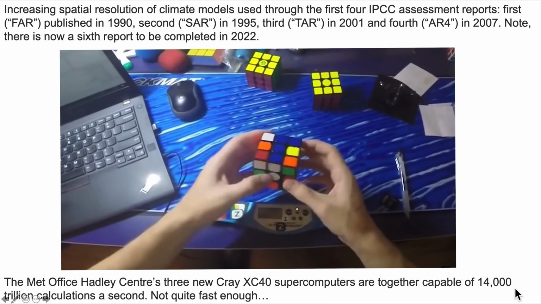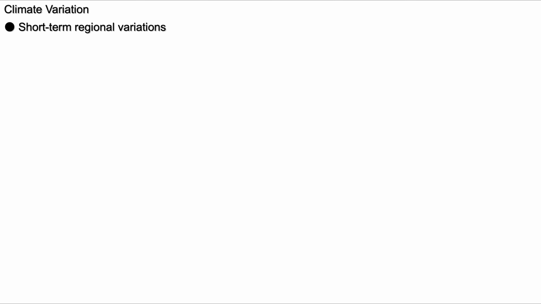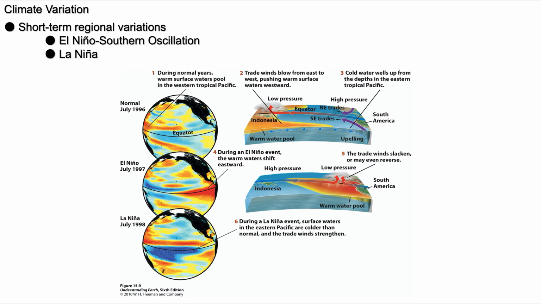When we talk about climate variation, we can talk about short-term regional variability, things that happen in an area, the climate of Saskatoon, the climate of Budapest, how that changed over the last 10 years or 20 years. The most common example that's also the most familiar to people is El Nino-Southern Oscillation, or ENSO. This is coupled with La Nina.